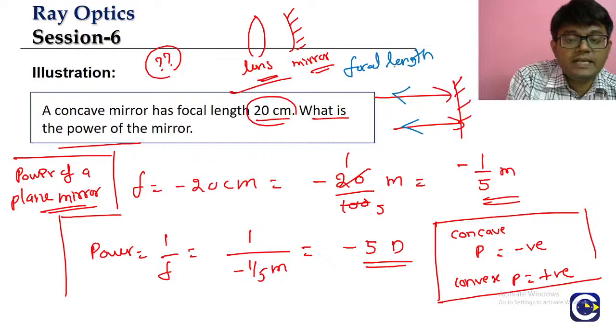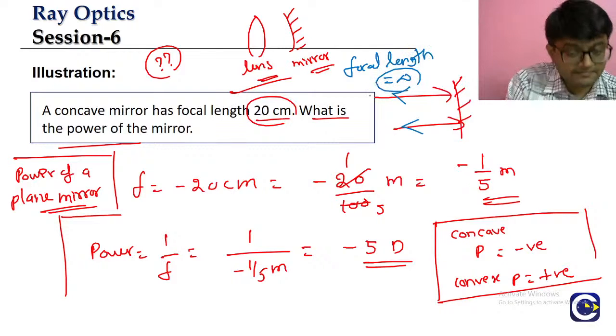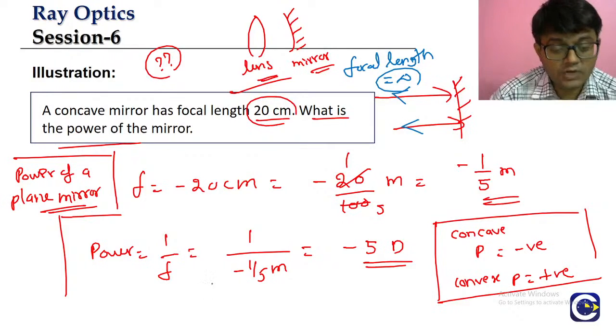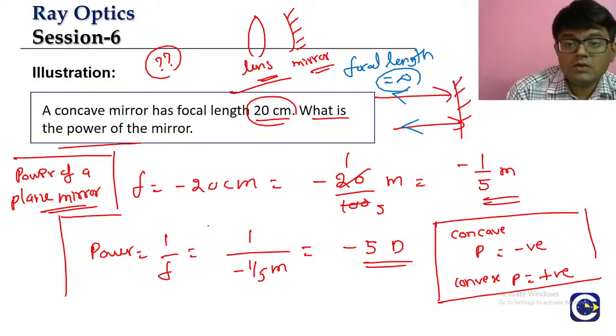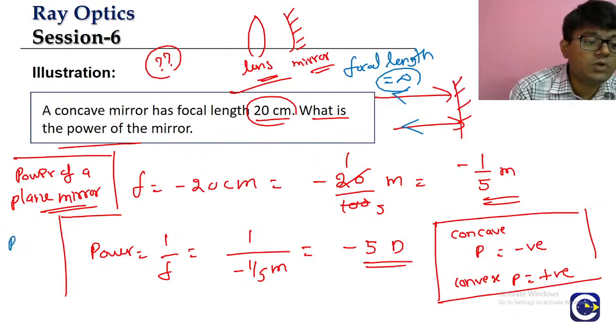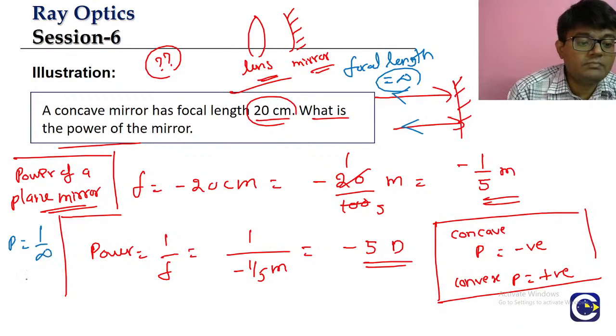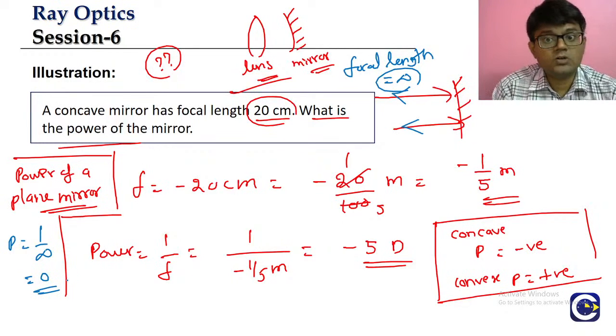So for a plane mirror, we'll take the focal length as what? Infinity. Okay. So now just go by the formula. What is the power formula? Power is equal to what? 1 by focal length, means 1 by infinity. What is 1 by infinity, guys? 0.